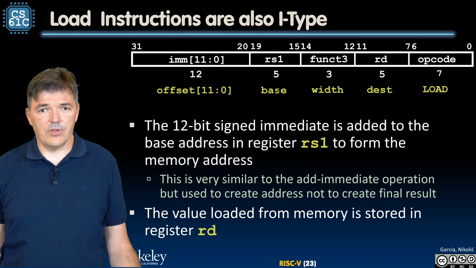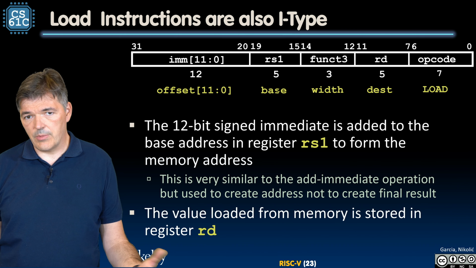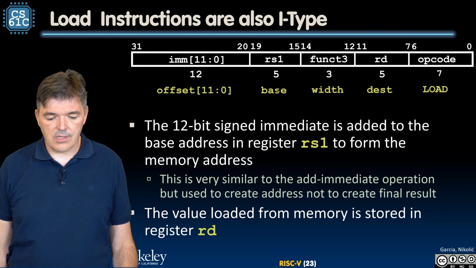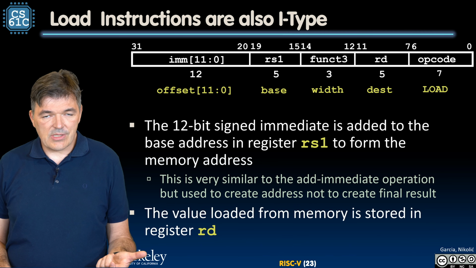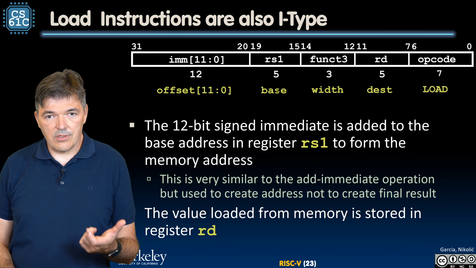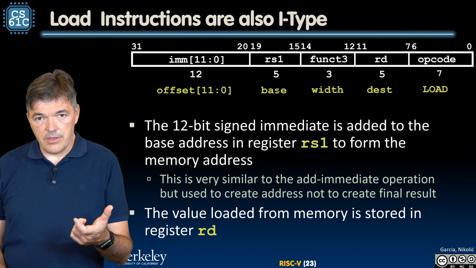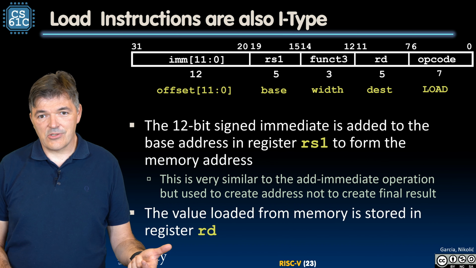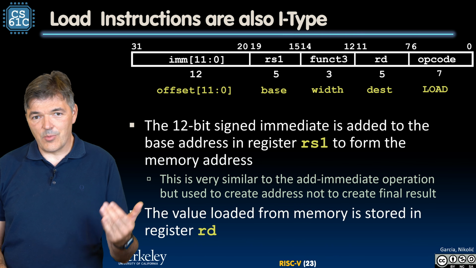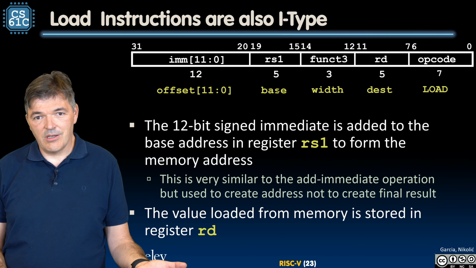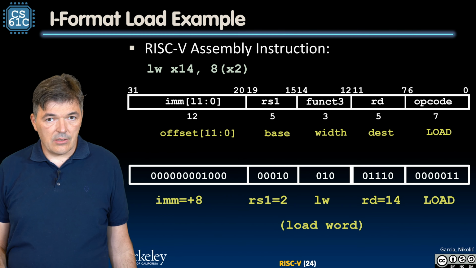Remember, we have different kinds of loads. We may be loading a word or a byte, and that byte load may be unsigned. We'll come back to that in a sec. But essentially, it does what it's supposed to do. So the 12-bit signed immediate is added to the value of the base register, and then it points to the memory address. The contents of that memory address is stored in a destination register. So it is the same instruction format, but the operation is very different than what we had in immediate arithmetic.